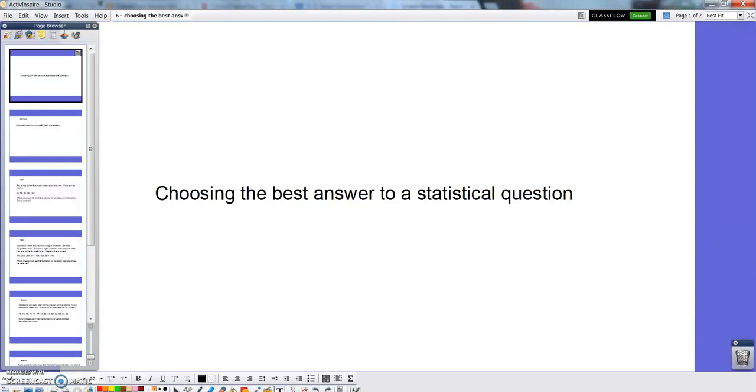All right, advanced math. Going to work today. We've learned all these different measures of central tendency that can be used to answer statistical questions. We've learned mean, median, mode, range. Today we're going to talk about choosing the best one, or maybe best two, to answer a statistical question.